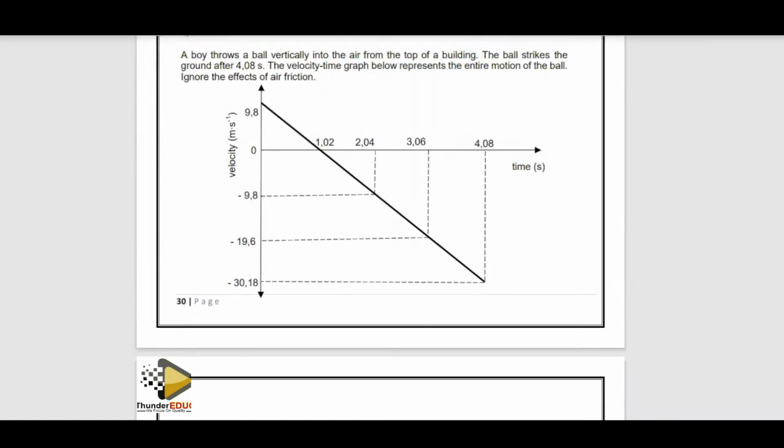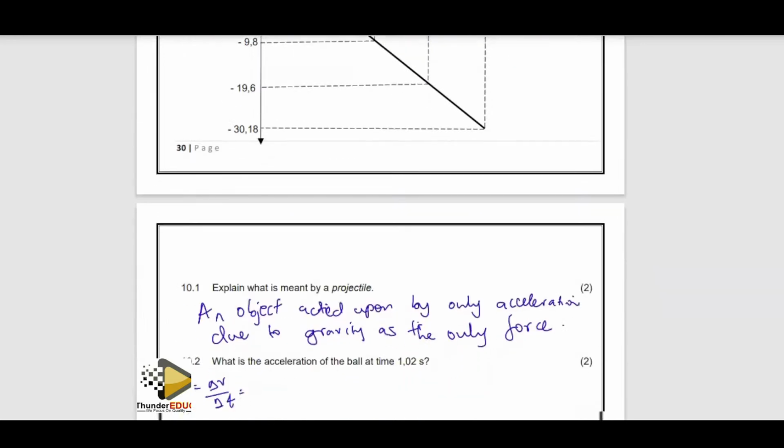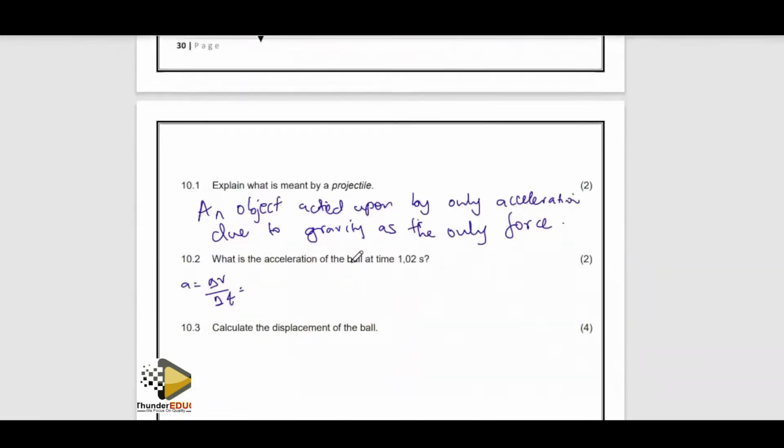If you look at the change in velocity over the change in time, it is 9.8 divided by 1.02, getting 9.61 downwards. That is if I'm to use the graph. Okay, acceleration of the ball at this time. So it's a two-way thing.